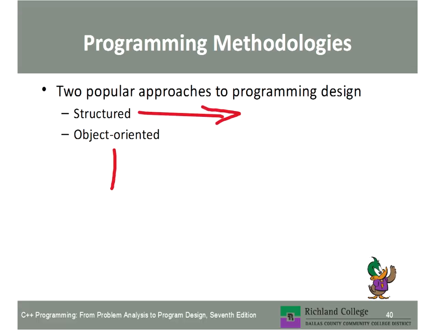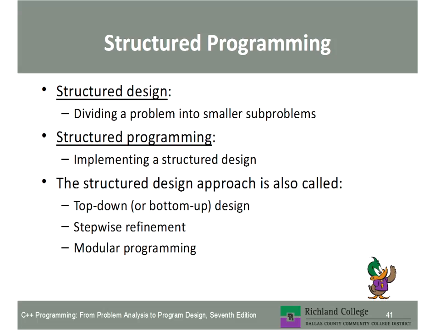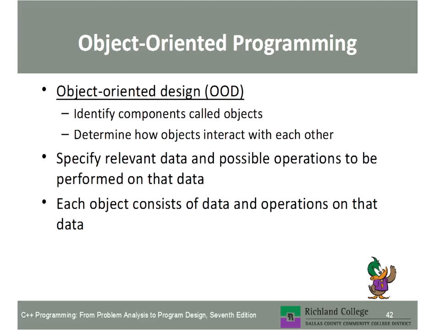Okay, structured, this is what you learn in this class. Okay, in this class we focus on structured programming, and the object-oriented is going to be the Java class, which is COSC 1437. Okay, so that's going to be a different class for a pure object-oriented type of programming. So you're going to basically learn both by taking 1436 and 1437.